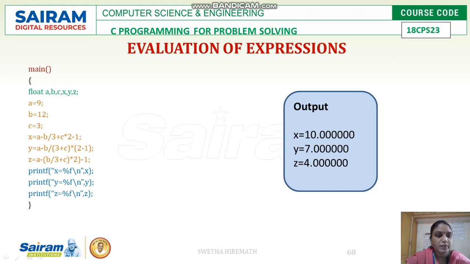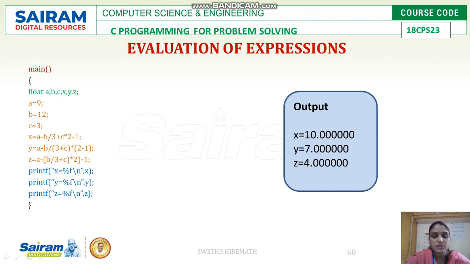So similarly, y will be equal to what? a minus b by, we have the parentheses, within which we have enclosed 3 plus c into 2 minus 1. Whatever is enclosed within the parentheses has to be evaluated first. If there are two expressions enclosed within parentheses, whichever comes first from the left has to be executed first.